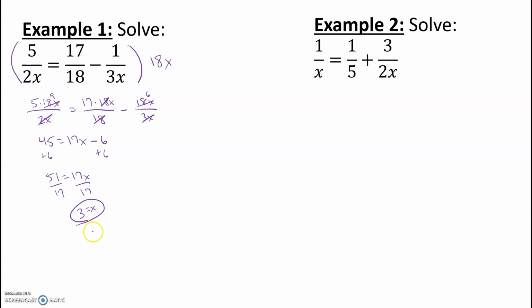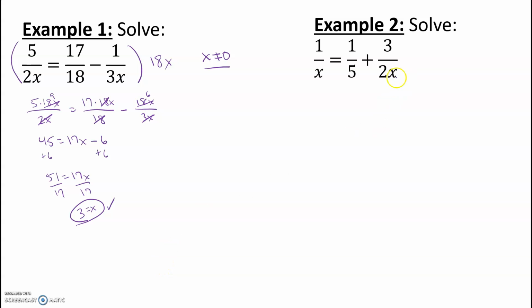Now, I will warn you, to be honest, we should have done it before we started the problem, but you always want to look at the restrictions of your domain. So when you're looking at this one, remember x cannot equal 0. So always go back, check your domain, and make sure that your answer is allowed. Your answer is allowed. It's not one of your restricted numbers, so in this case we're good.